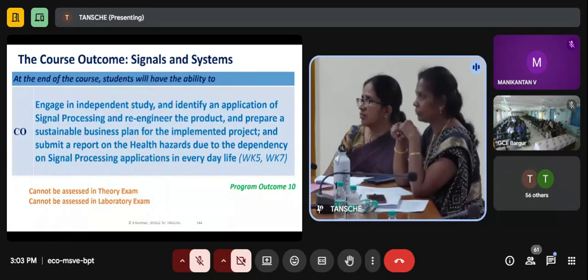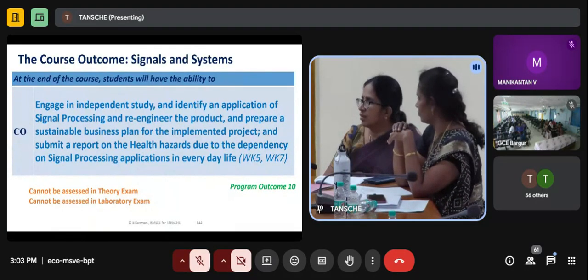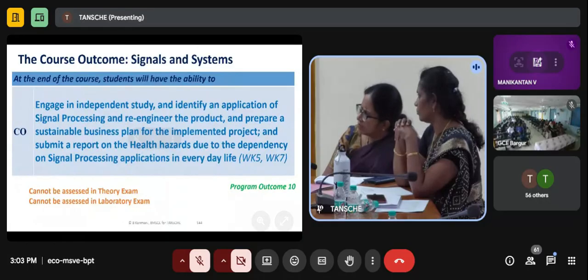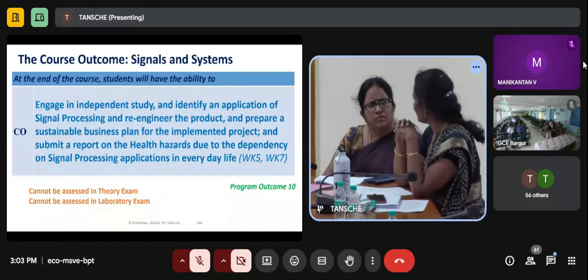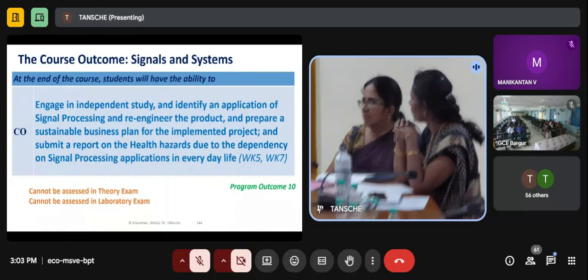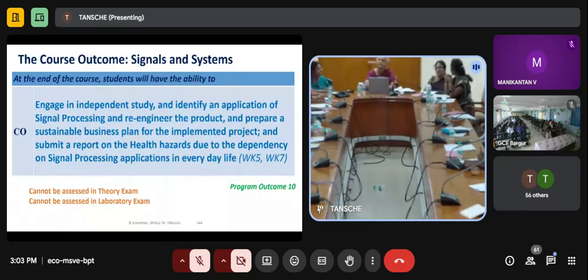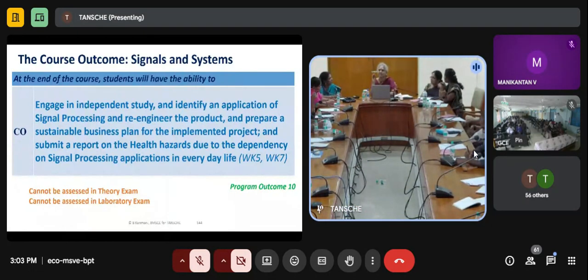I have a signal generator in the lab. I want to rebuild a signal generator. It's re-engineering. It's not reverse engineering, it's different. It is re-engineering: just identify an existing product which is an application of signal processing and rebuild the product. So tremendous learning happens through this activity.